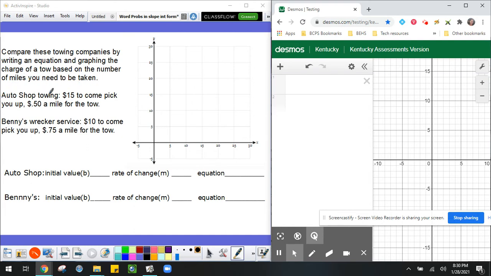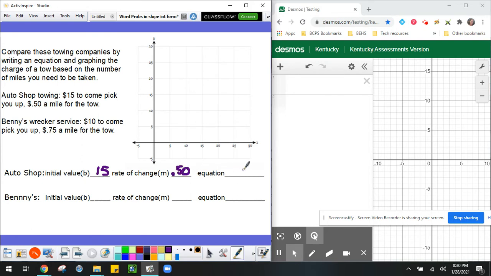So if the auto shop tows you, they charge $15 to come pick you up. And in real life, that's low. They're probably going to charge you something like $49.95 just to come out. But for our practice in algebra, we say $15 to come pick you up and 50 cents a mile for the tow. So initially, you have to pay the auto shop $15. And then the rate of change is every mile you go is 50 cents.